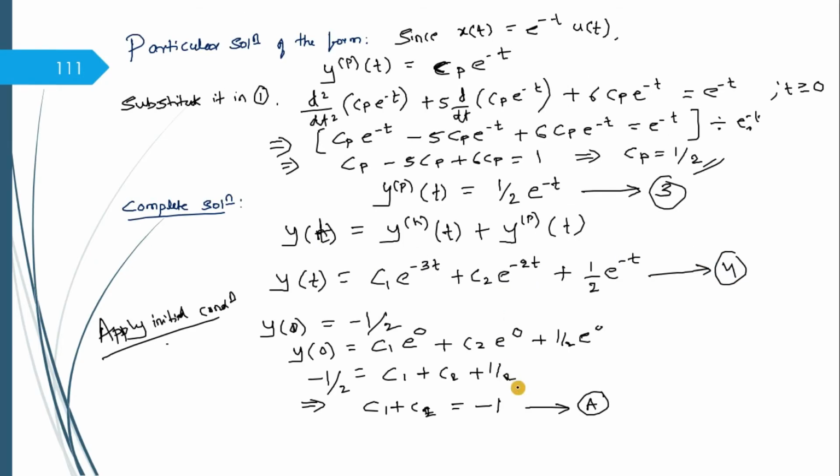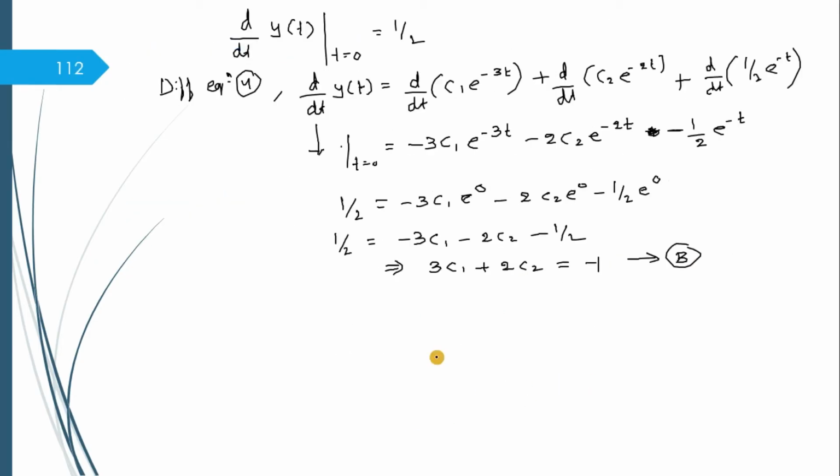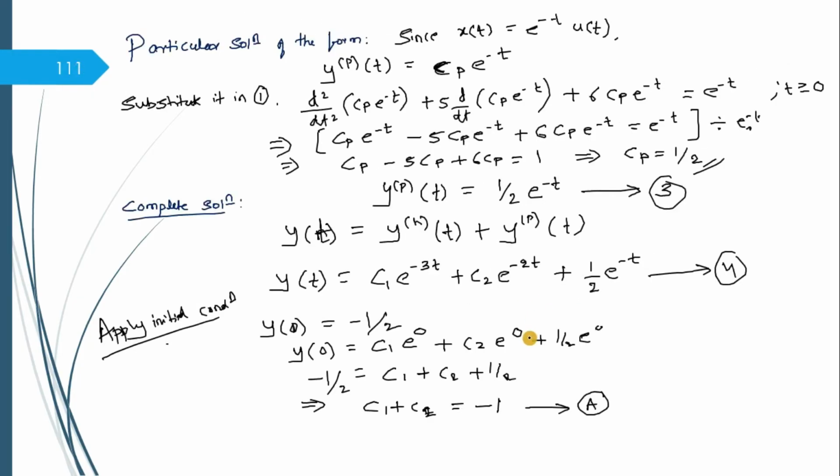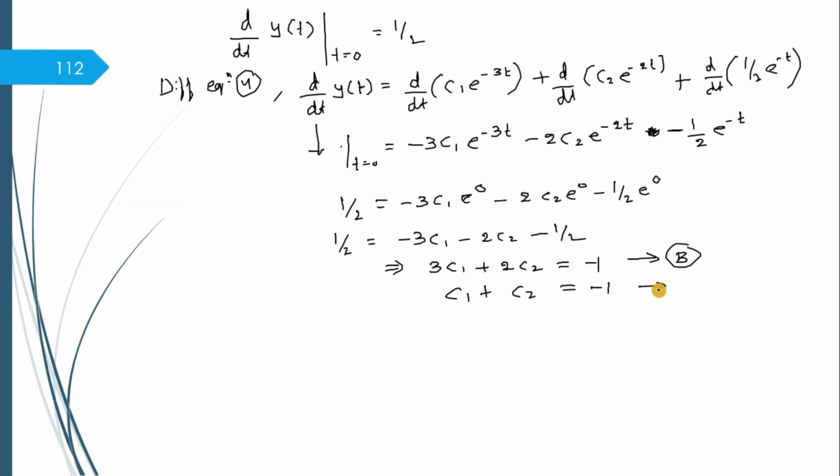Now I have two equations, equation A and equation B. Equation A I just write it here: C1 plus C2 is equal to minus 1. This was equation A. You solve it because you know it; for simple things, let us not waste time. By solving, C1 is equal to 1 and C2 is equal to minus 2. This is what we get. You can cross check.